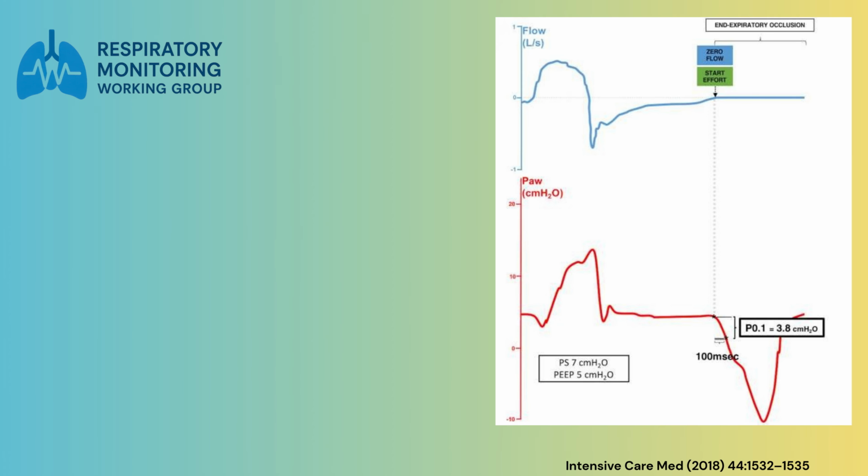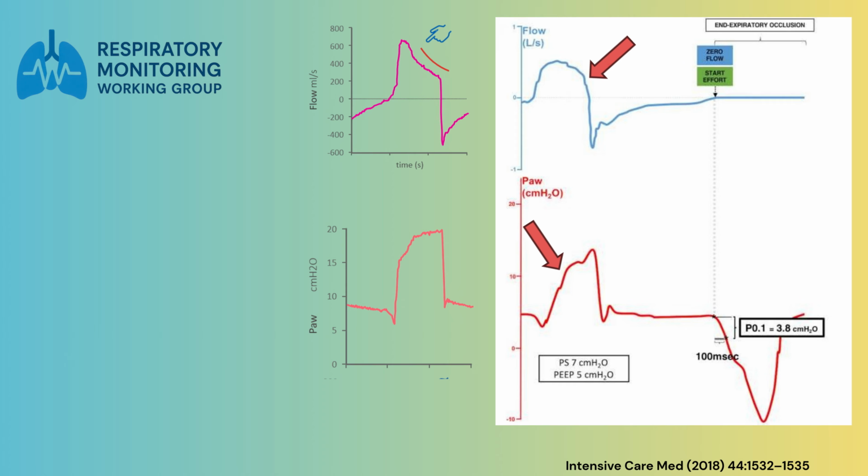In this case, the patient is receiving pressure support ventilation, with a pressure support level of 7 and a PEEP of 5. When an expiratory occlusion was performed, the measured P0.1 was 3.8, suggesting increased respiratory drive and high patient effort. This increased work of breathing is also reflected on the ventilator waveforms. On the flow waveform, there is a loss of the normal exponential decay pattern of inspiratory flow. On the pressure waveform, this appears as a scooped contour, both of which support the presence of high inspiratory effort.